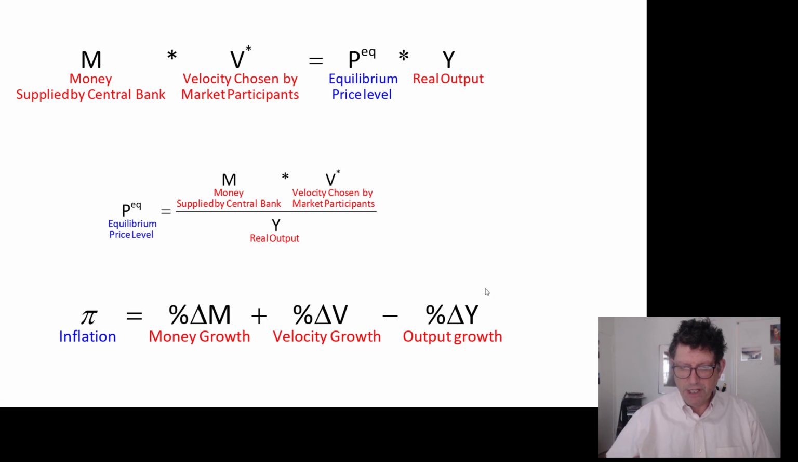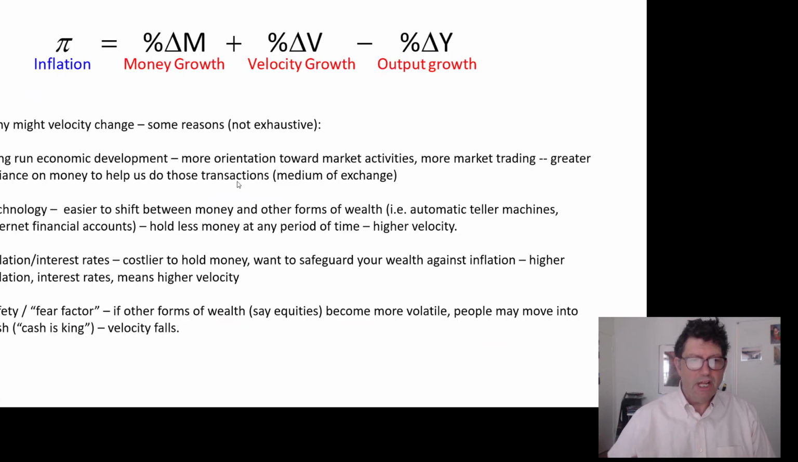That is this definition. But what's now going to seep into our analysis is the idea that velocity can change over time, and there are reasons why velocity will change. So let's think about some reasons why velocity may change. These are not exhaustive reasons. There may be other reasons, but I think that this is what you'll need to get you through this assignment.